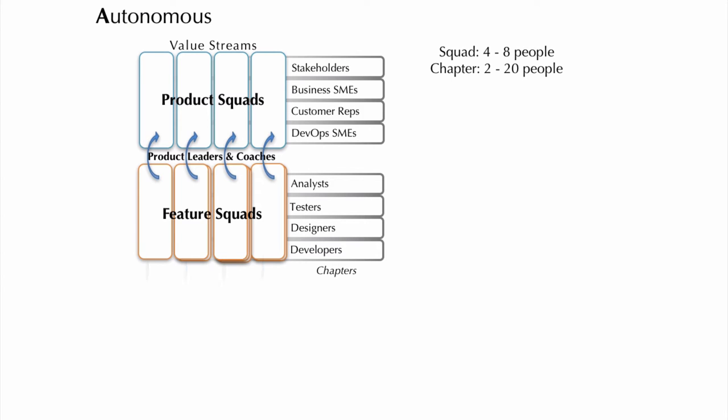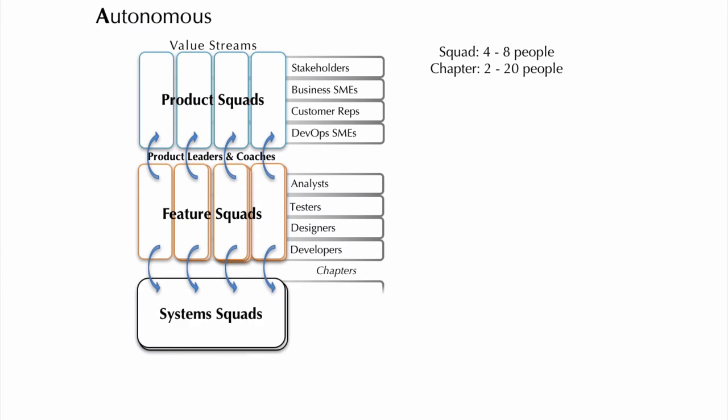Each feature squad must avoid colliding with its peers. Systems squads decouple feature squad dependencies through decentralized version control and virtualized environments in order to empower them to integrate asynchronously whenever they like.